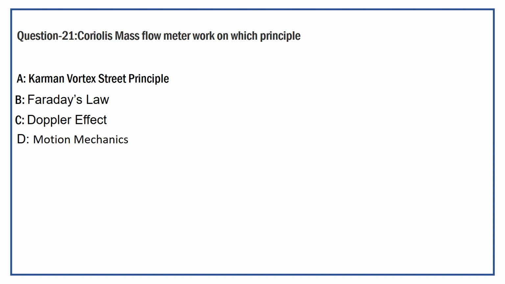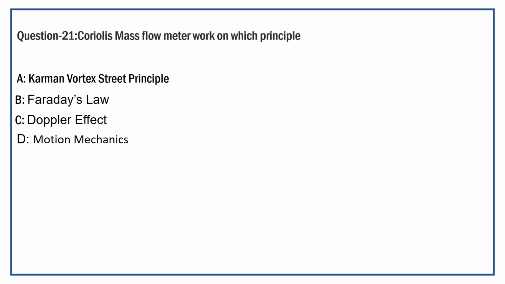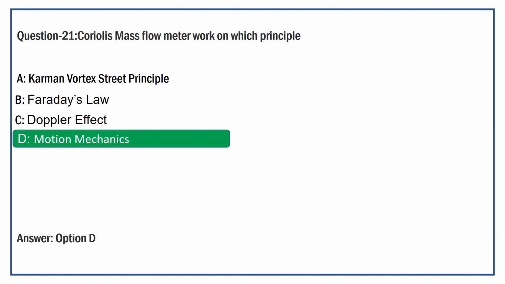Next question is, the Coriolis Mass Flow Meter works on which principle? Let's see the options. Option A, Kármán vortex street principle. Option B, Faraday's law. Option C, Doppler effect. Or option D, motion mechanics. So the right answer of this question is option D, motion mechanics. Yes friends, Coriolis Mass Flow Meter works on the principle of motion mechanics. It is having a vibrating U-shaped tube.